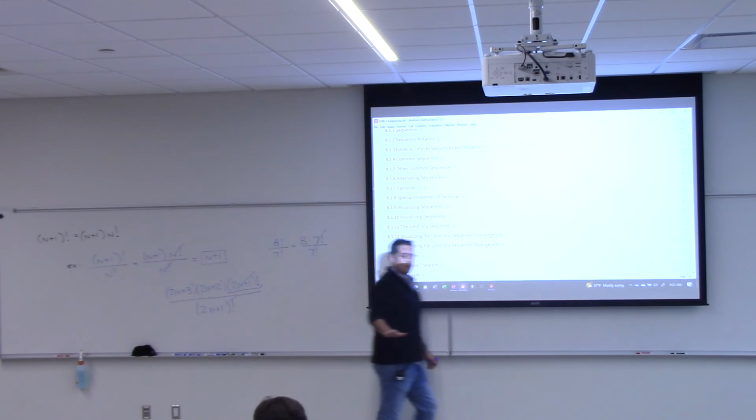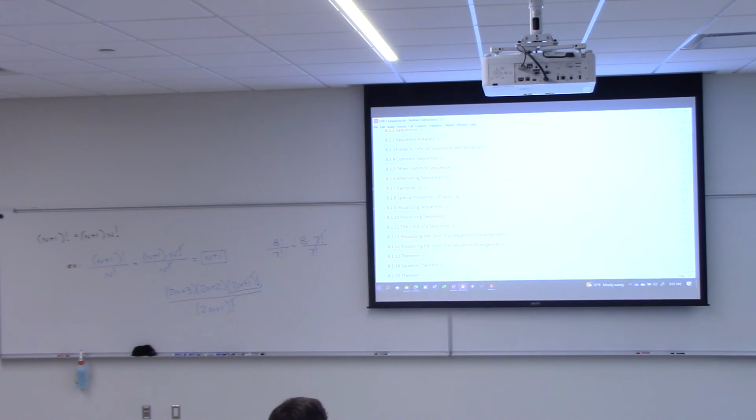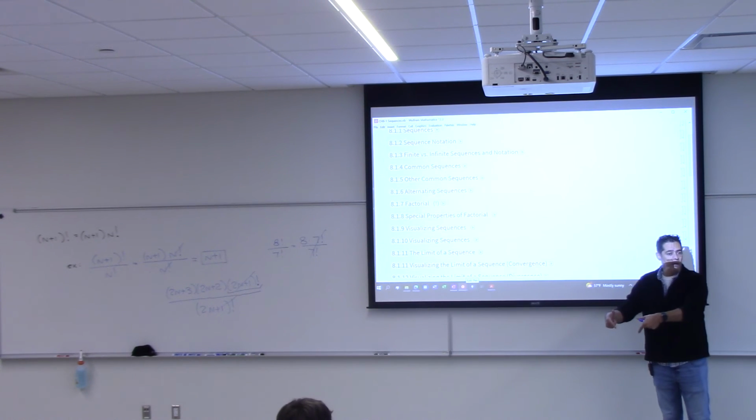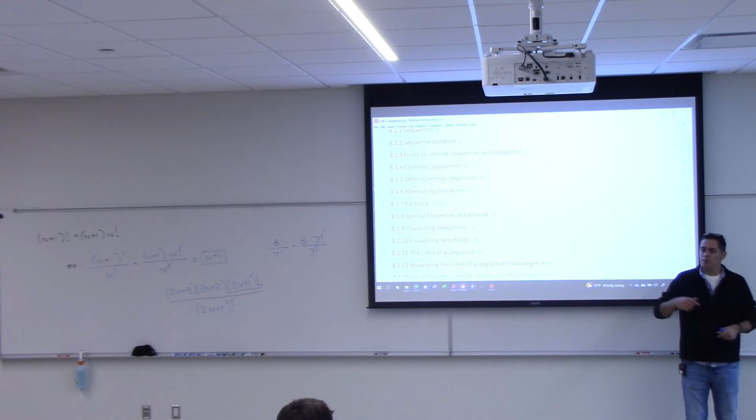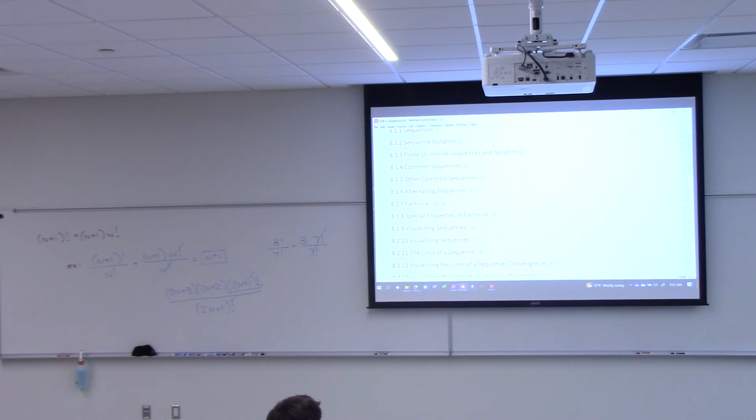All right, we good? So now the next thing we need to talk about is visualizing what a sequence actually is. We talked last time that a sequence is a function. The input are the natural numbers, the output are just numbers. If you try to visualize this graphically, these are not functions like our traditional nice continuous functions. These are just a bunch of dots. So I have an example here.